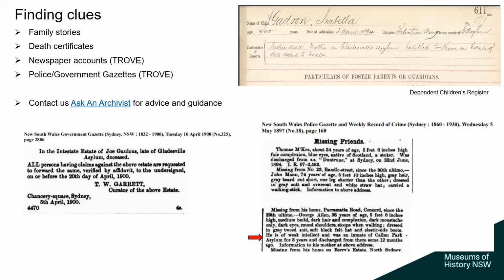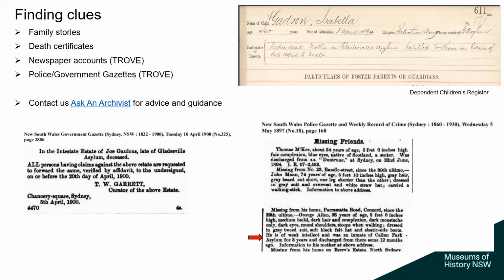So I've just got two examples there, one from the Government Gazette, and that's a notice of an intestate estate of Joe Gowlis, and it does state that he's late of Gladesville Asylum, and that's dated 1900, so that gives a date to work with. To the right-hand side, that's a notice in a government police gazette, under missing friends. It appears in 1897, George Allen's mother had posted a notice looking for information on his whereabouts. And it does state in this that he was an inmate of Callan Park for 3 years and discharged 12 months ago. So again, gives you dates to work with to get into these records.